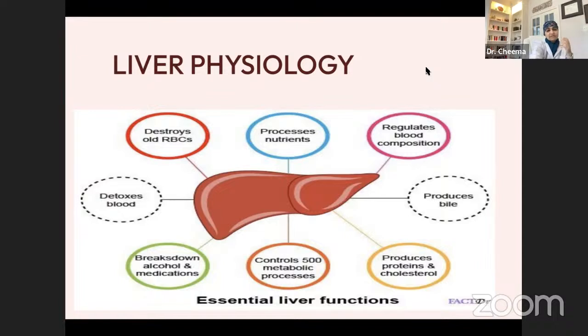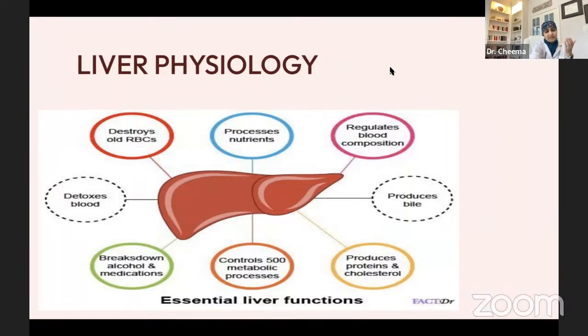And basically we can say it's a chemical factory performing multiple chemical functions in our body. All the blood leaving the stomach and intestine passes through the liver, and the liver processes this blood, breaks down and balances and creates the nutrients, and also metabolizes drugs into forms that are easier for our body to use and that are non-toxic.